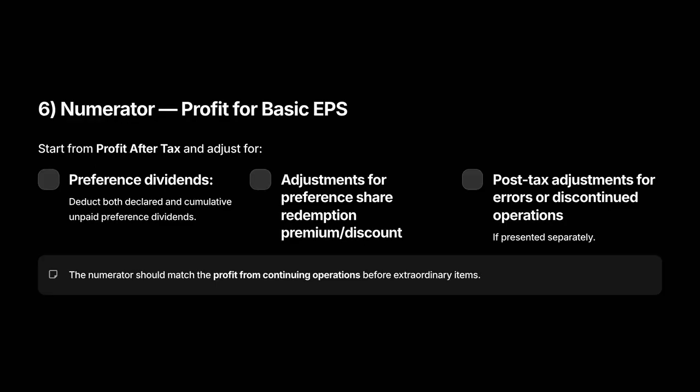6. Numerator, profit for basic EPS. Start from profit after tax and make these adjustments. Deduct preference dividends, whether declared or cumulative but unpaid. Adjust for any premium or discount on redemption of preference shares, and consider post-tax effects of discontinued operations or prior period errors if shown separately. The final numerator should represent profit belonging to ordinary shareholders from continuing operations.